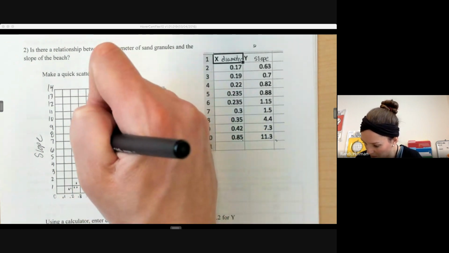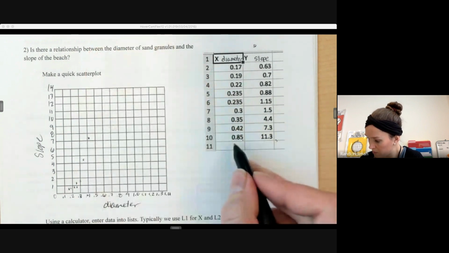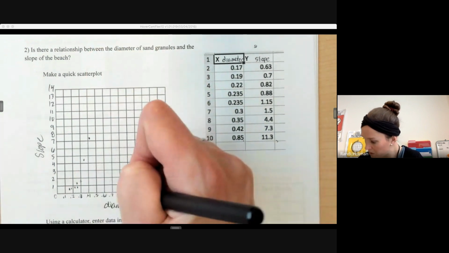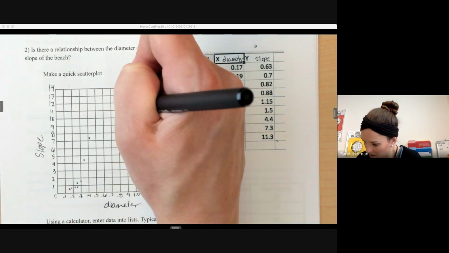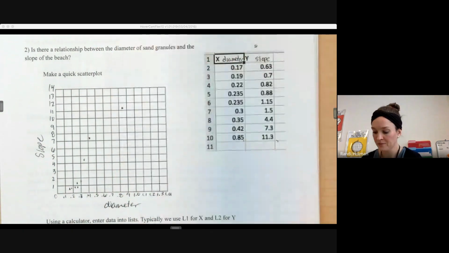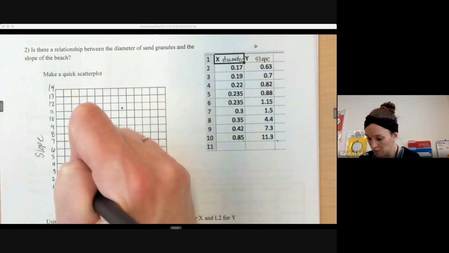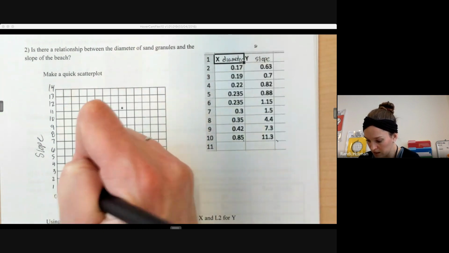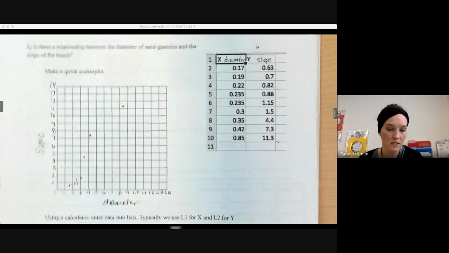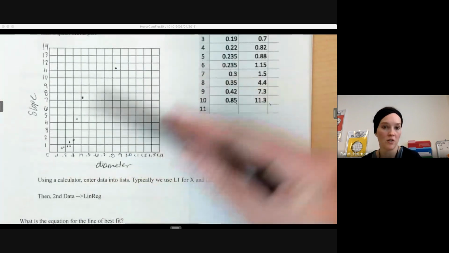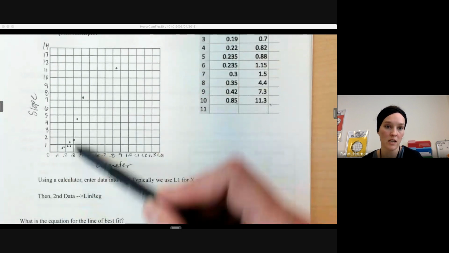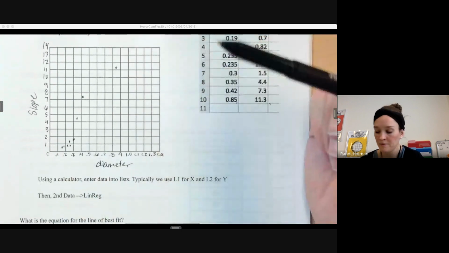0.4273, that's kind of plotting there. And then 0.85, 11.3. Okay, so this is what our scatter plot looks like. It's always a good idea to get a scatter plot to see, do you think there is some correlation? It does look like this has positive correlation, right? As your diameter is increasing, the slope of the beach is increasing.